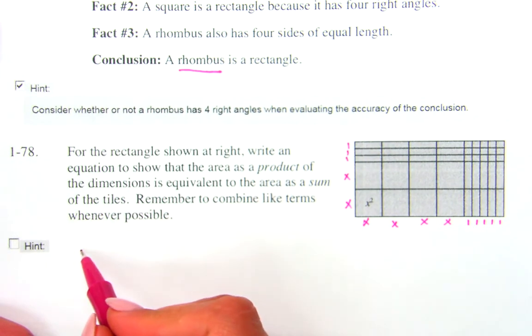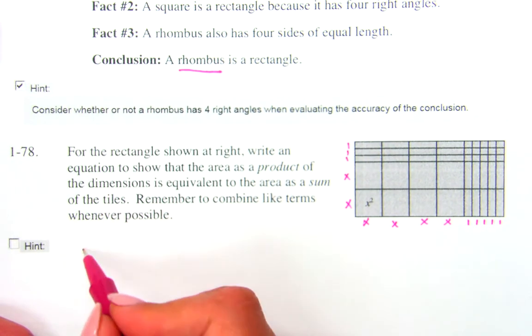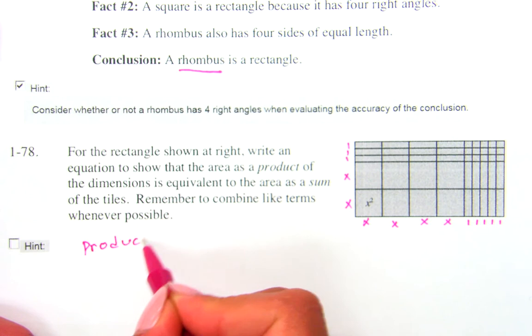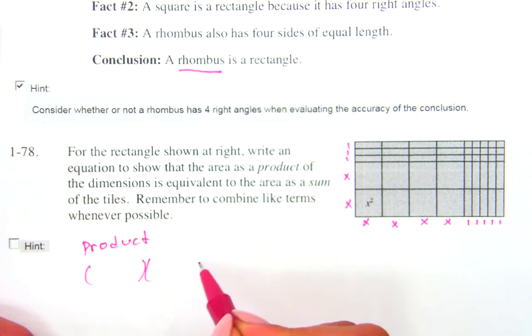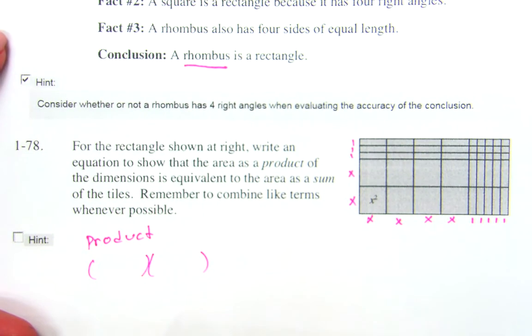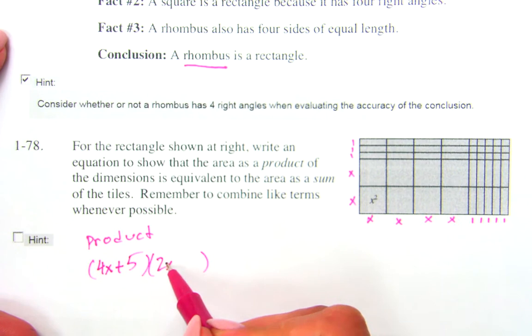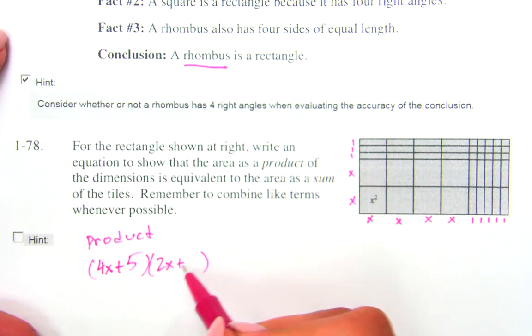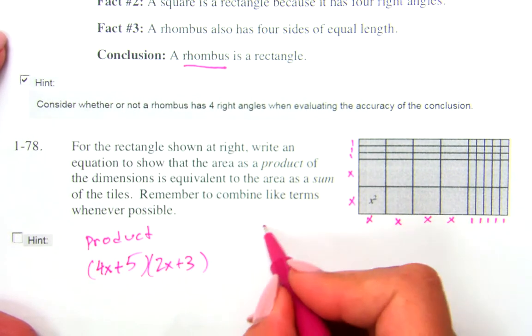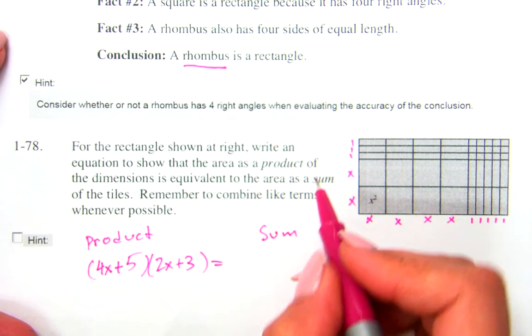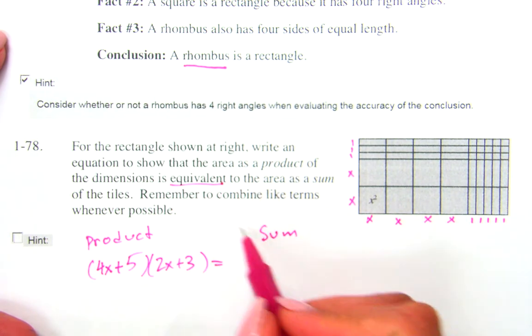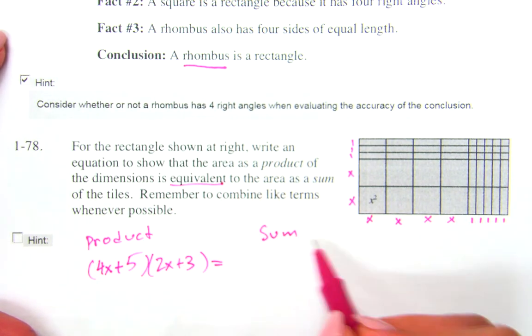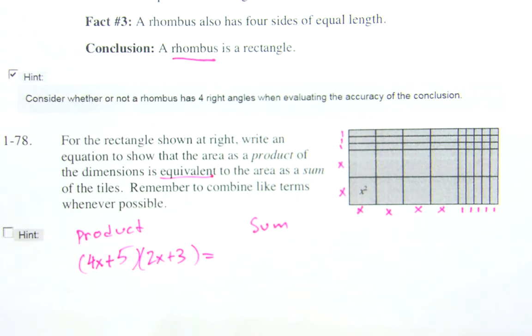So as a product, actually I shouldn't say as a sum, as a product, we have, let's see, 1, 2, 3, 4. So we have 4x plus 1, 2, 3, 4, 5. And then we have 2x on the side, and then 1, 2, 3. That's your product. And then your sum, the product is equivalent to the sum. The sum would be what's inside.